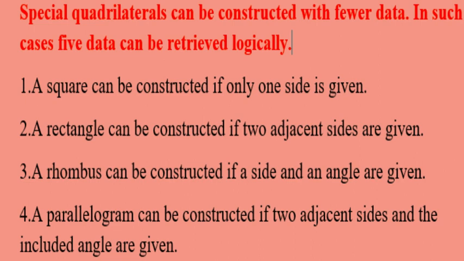A rectangle can be constructed if two adjacent sides are given. Here, the opposite sides are equal to each other and one angle is a right angle. A rhombus can be constructed if a side and an angle are given. Here, four sides are equal. A parallelogram can be constructed if two adjacent sides and the included angle are given. Here, the opposite sides are equal.